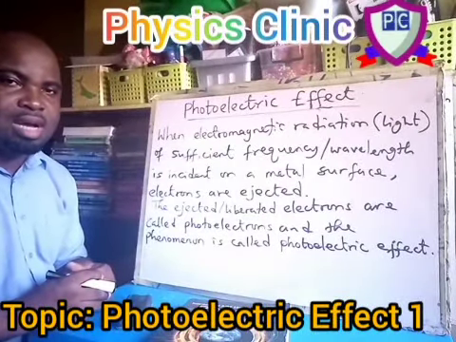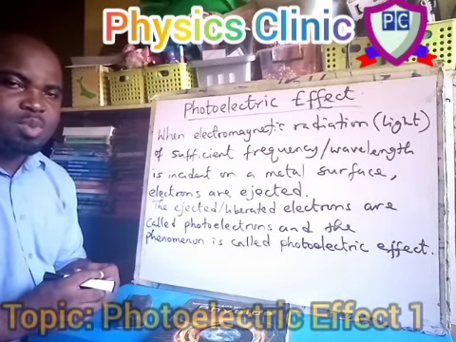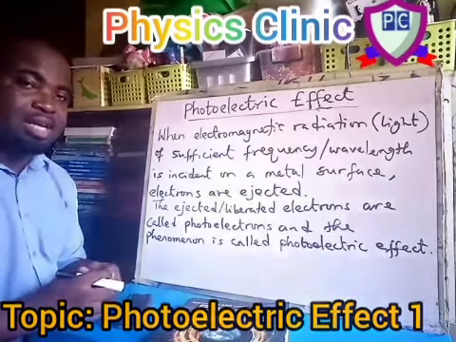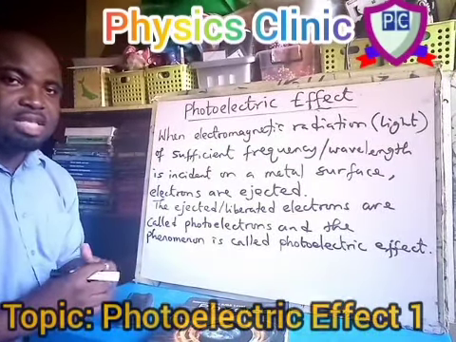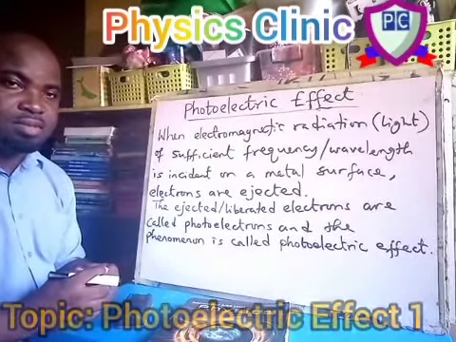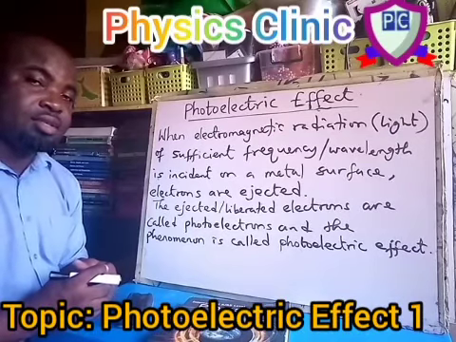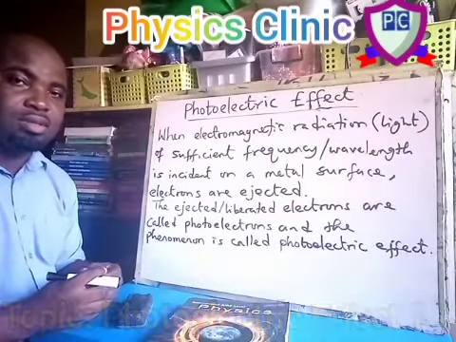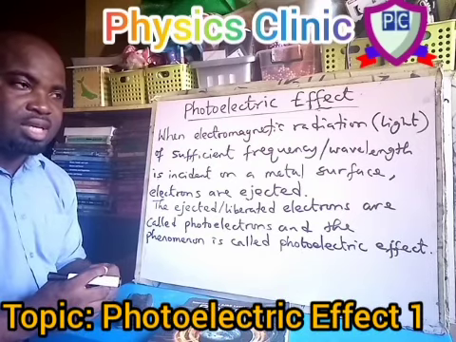In this video, I will be discussing the photoelectric effect. When light or electromagnetic radiation of high enough frequency is incident on a metal surface, electrons are ejected. The ejected electrons are referred to as photoelectrons, while the phenomenon is called the photoelectric effect.